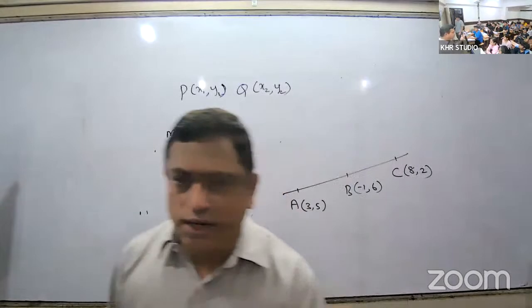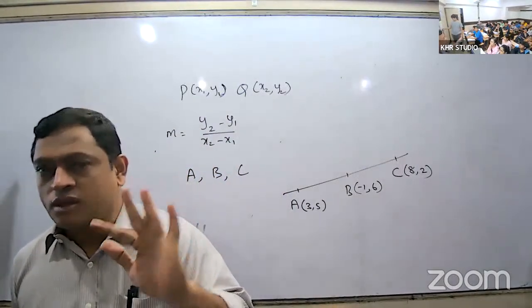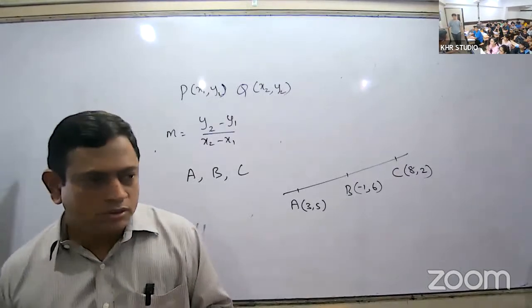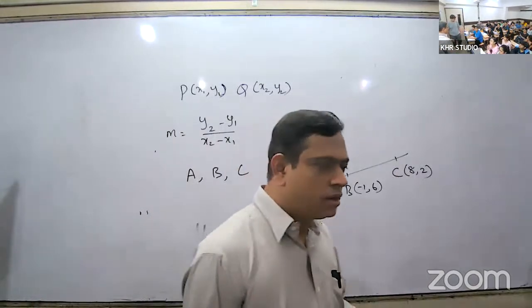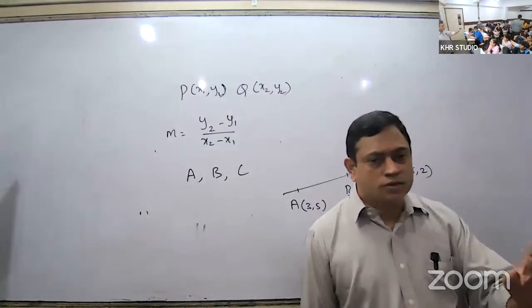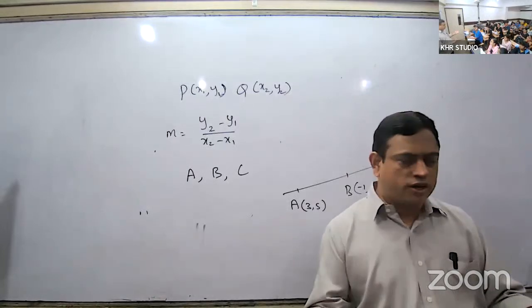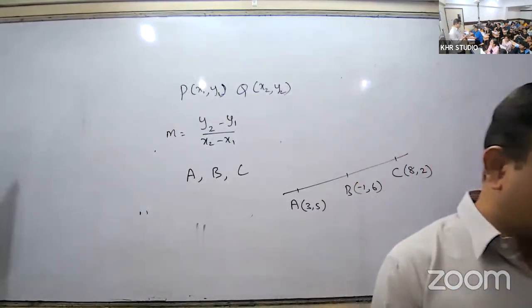Now, how will you prove it's a rectangle? First you prove the opposite sides are parallel, and then one of the angles is 90 degrees, which means one perpendicular condition. You don't need to find out anything else. Find all four sides.